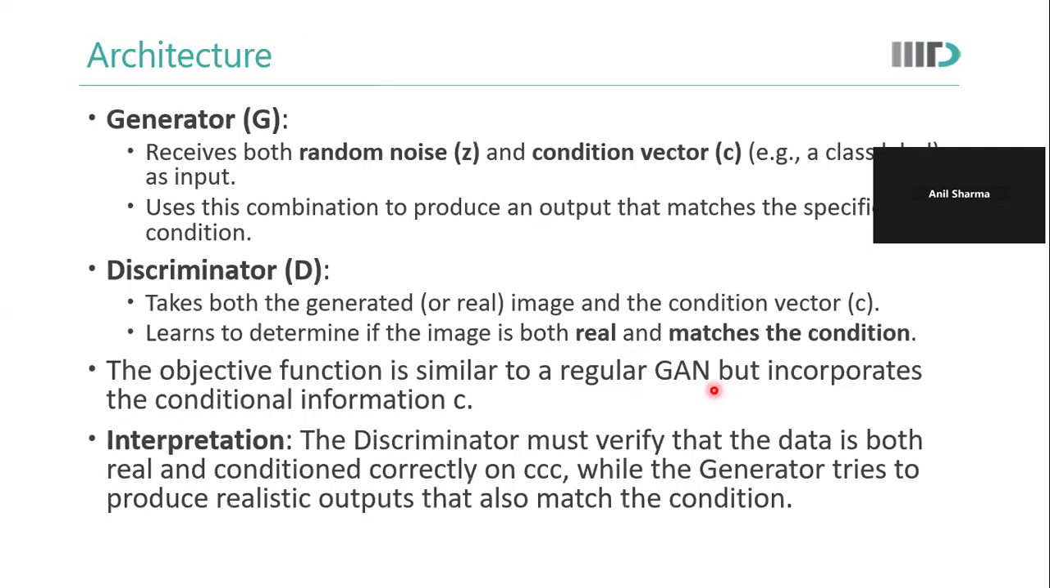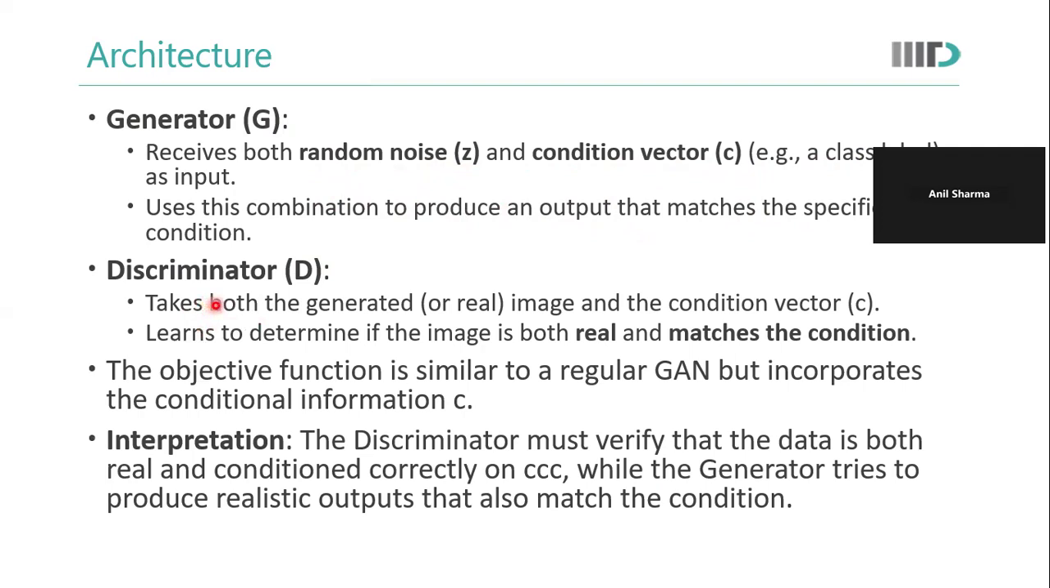Now the architecture: it stays the same. There is a generator, there is a discriminator, but the underlying neural network for both the generator and discriminator differs heavily from the traditional GANs. In the generator, we had only the random noise as the input in the traditional GAN, but here we also have a condition vector, for example a class label as the input, and it uses this combination of the inputs to produce an output that matches the specified condition. For example, if I say, please generate a dog's image, and this is a random noise, then the output will be a dog's image.